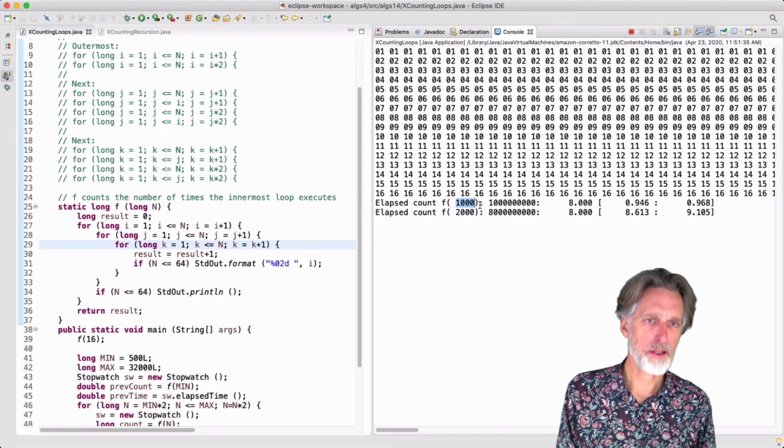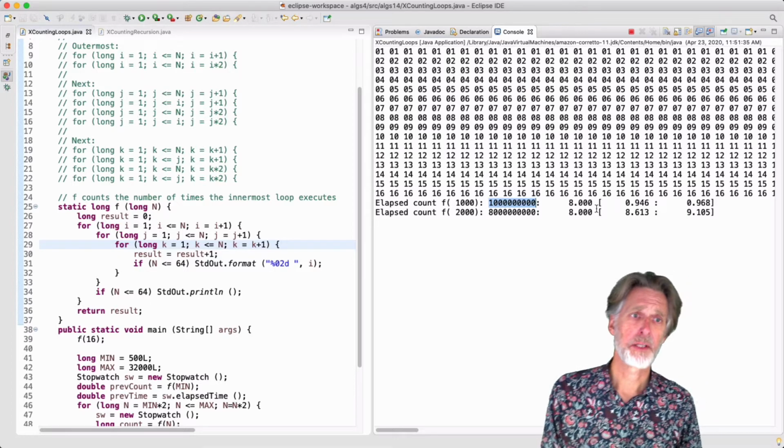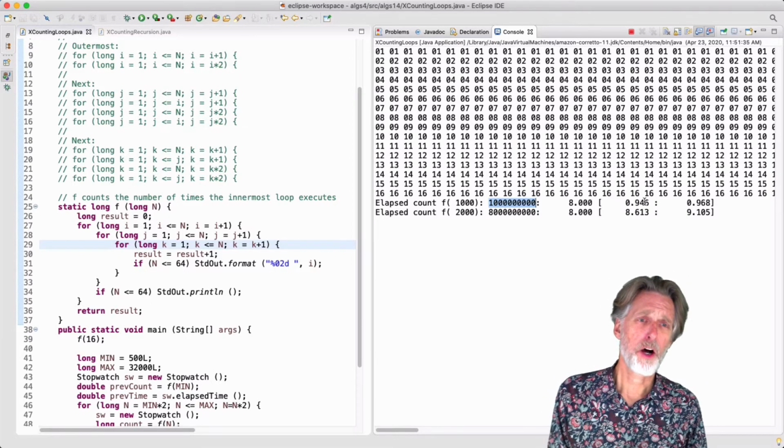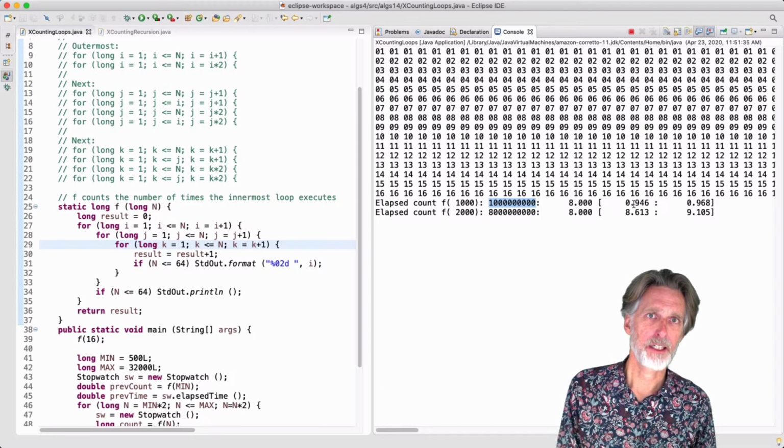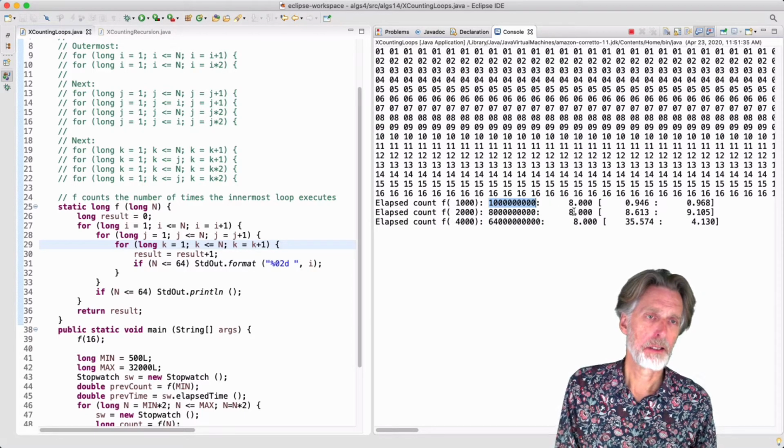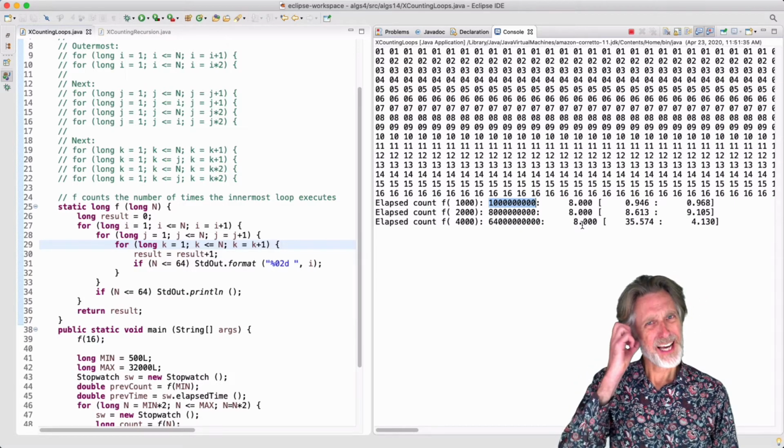So for 1,000 inputs, I get the cube of 1,000, or a billion. And note that just for 1,000 inputs, it's already taking 1 second on my machine. For 2,000 inputs, it's taking 8 seconds on my machine. What's the ratio between these? 8. And why does that make sense?